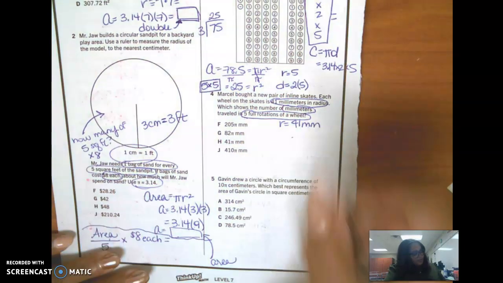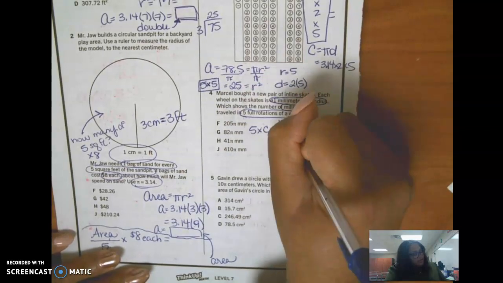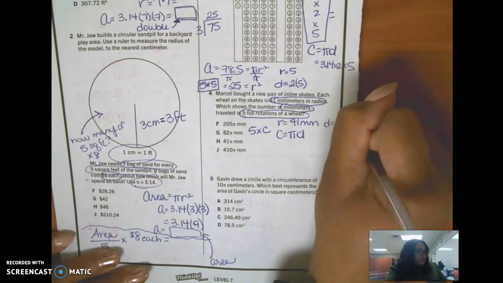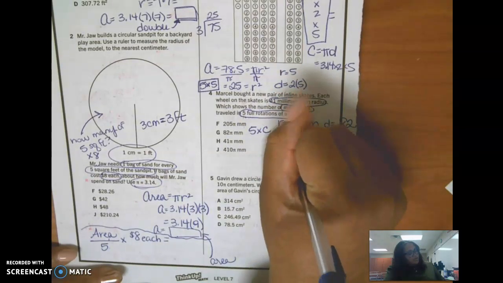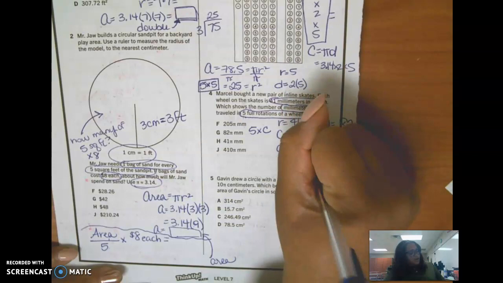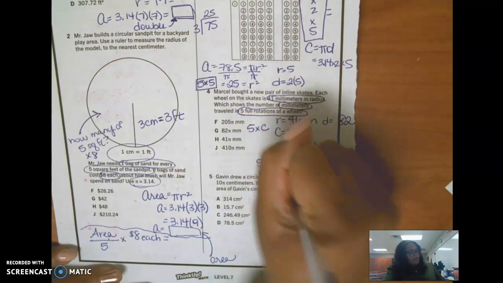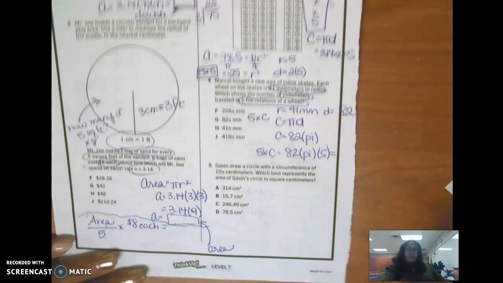For this problem in particular, I'm going to take my circumference and multiply by 5. So 5 times c. So c equals pi times d, and d equals 41 times 2, which is 82. So c equals 82 times pi. And then I need 5 of those. 5 times c equals 82 times pi times 5. Tell me what you get.